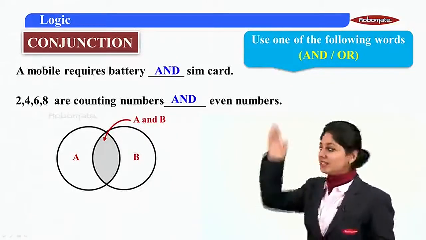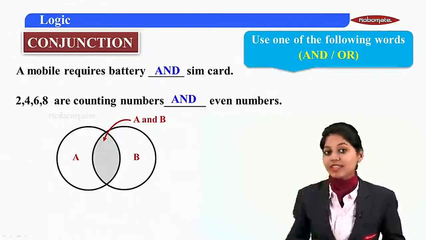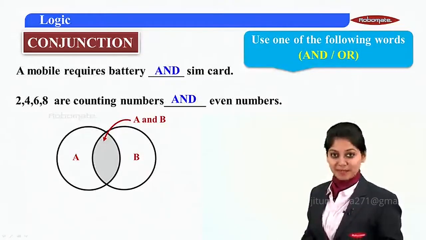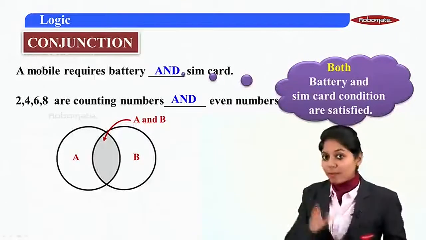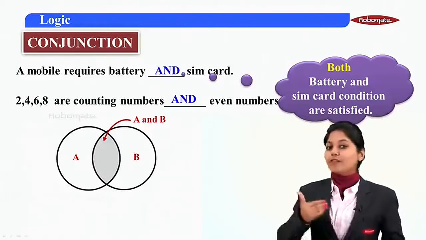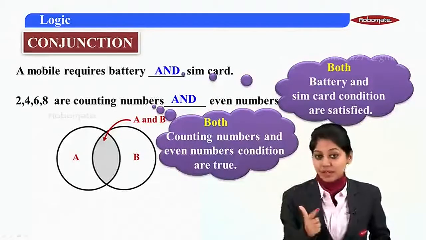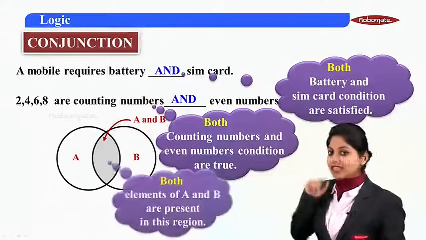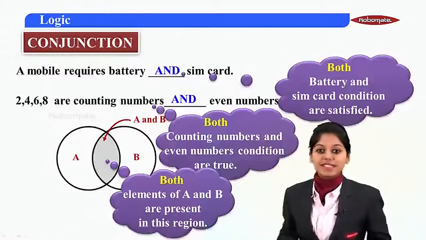So class, here are three examples in front of you, but what do you observe? The same thing in all the three examples, that "and" word. Yes, there is a similarity in all the three examples. And what is that similarity? For the first example, both battery as well as SIM card conditions should be satisfied. Yes. While for the second example, again both conditions of counting numbers as well as even numbers should be satisfied, or both should be true. While for the last example as well, elements of A and B both should be present in that region.